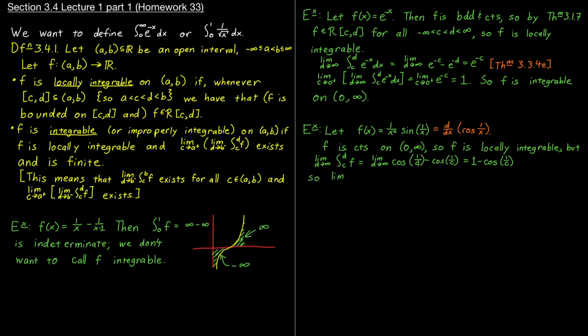So the limit as C goes to 0 from the right, and then the limit as D goes to infinity, integral from C to D of f, that's the limit as C goes to 0 from the right of 1 minus cosine of 1 over C. And that does not exist. So f is not integrable.